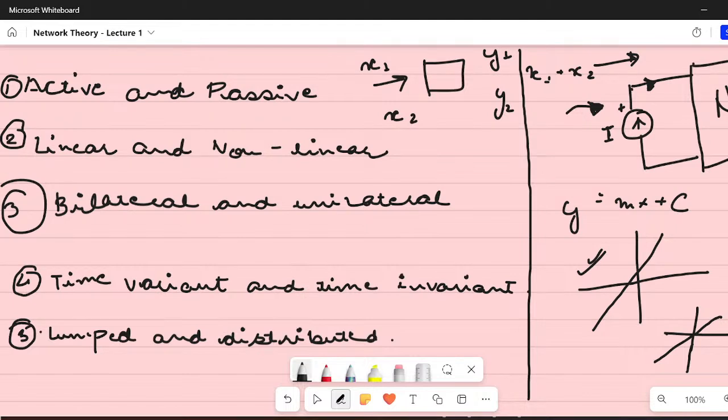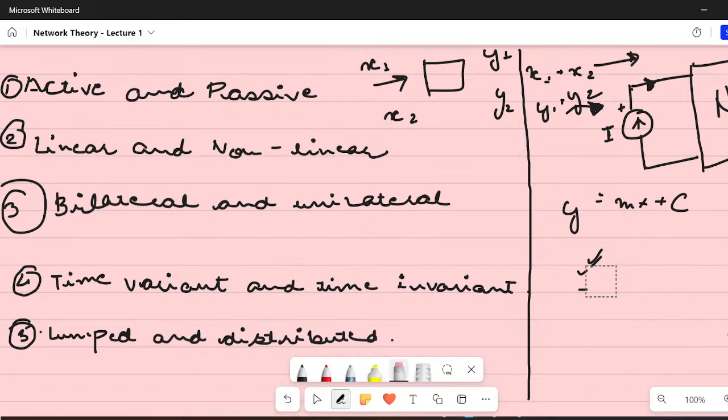So, if the input is x1 plus x2, the output should be y1 plus y2. And now from here on, you'll understand why I was talking. The general equation of a straight line would not work for you. It would not be linear.